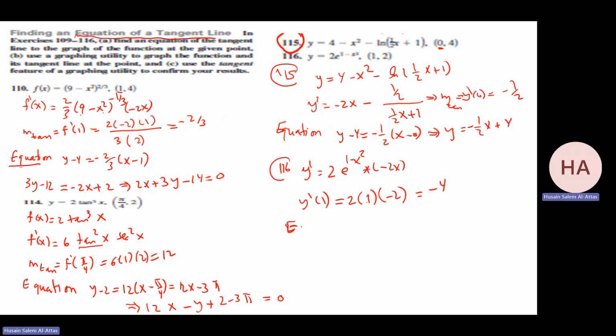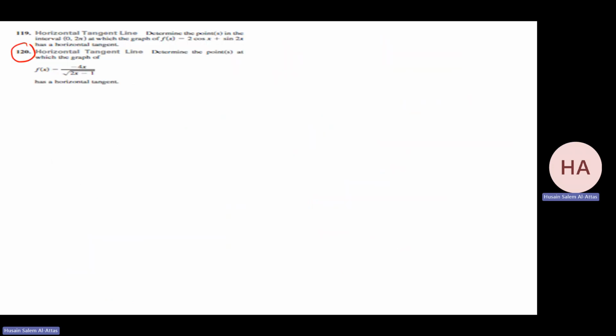So the equation will be y minus 2 equals minus 4 times x minus 1. In other words, y equals minus 4x plus 4 plus 2, which is plus 6.